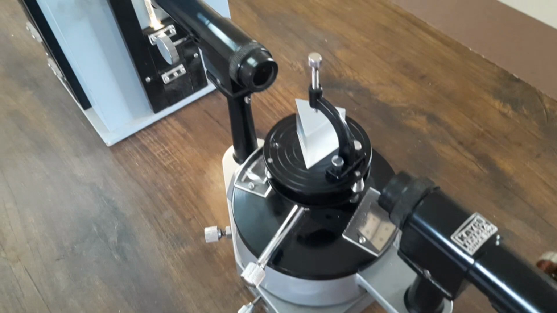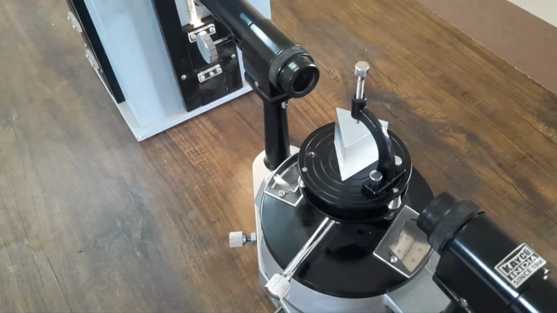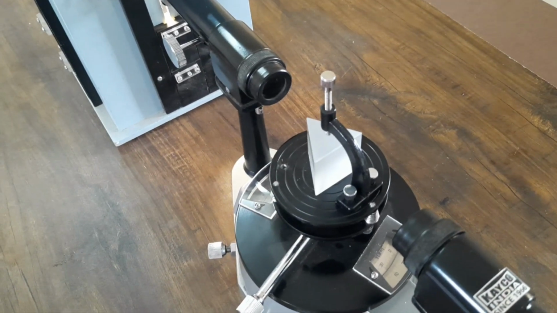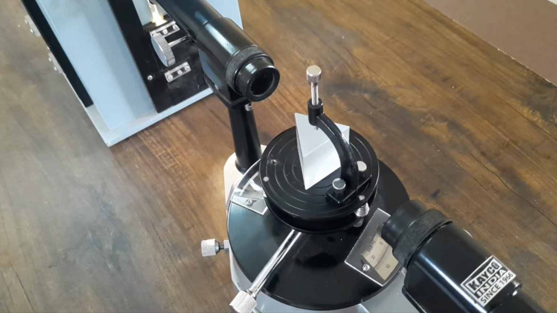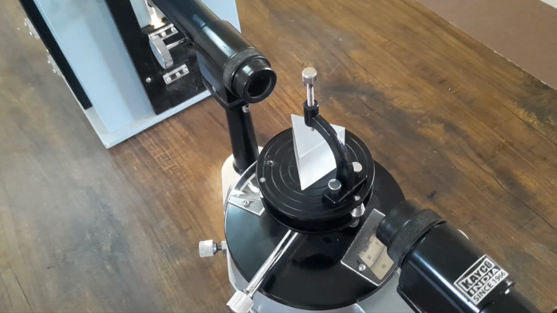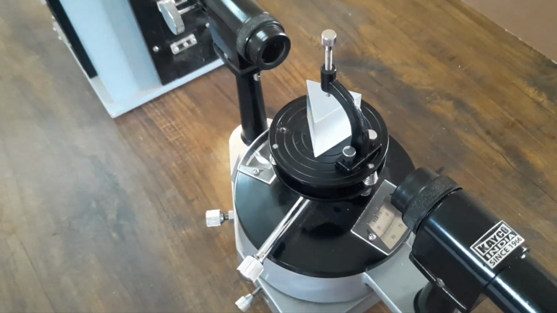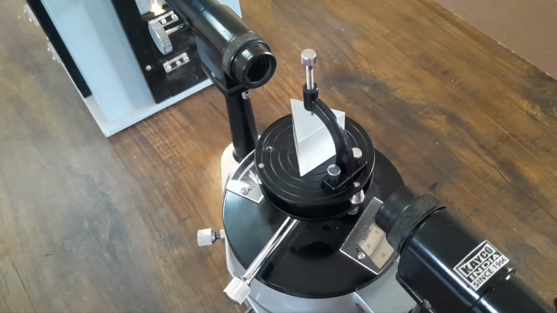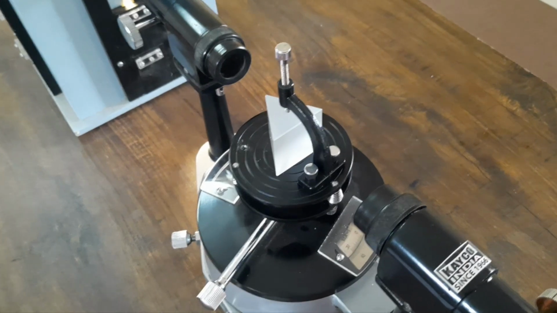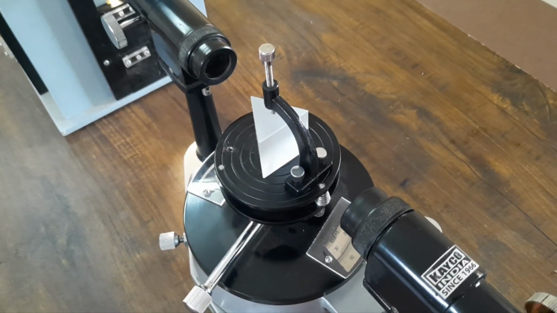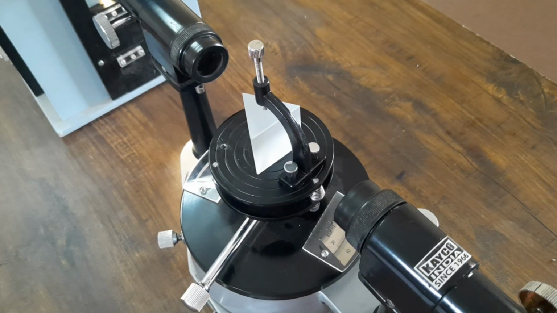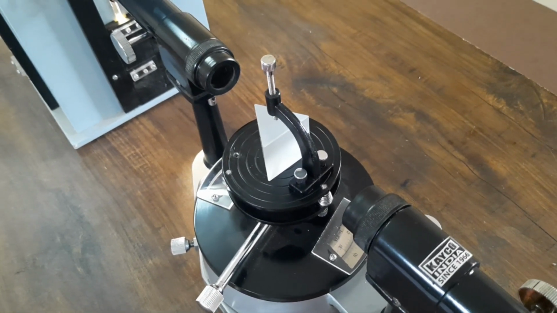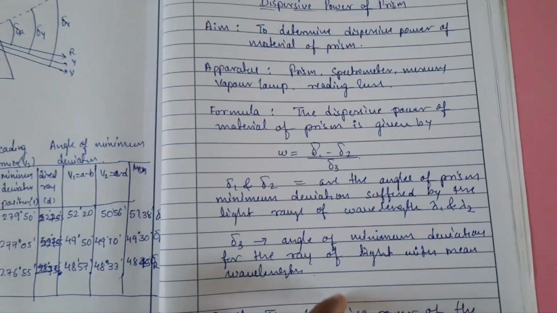The dispersive power we can define as the ratio of the angular dispersion for any two wavelengths to the deviation of the mean wavelength, and this is called the dispersive power of the prism. If we consider the dispersion of light into 7 colors, then we have to consider 3 colors. So here is the formula, so you can have the idea.